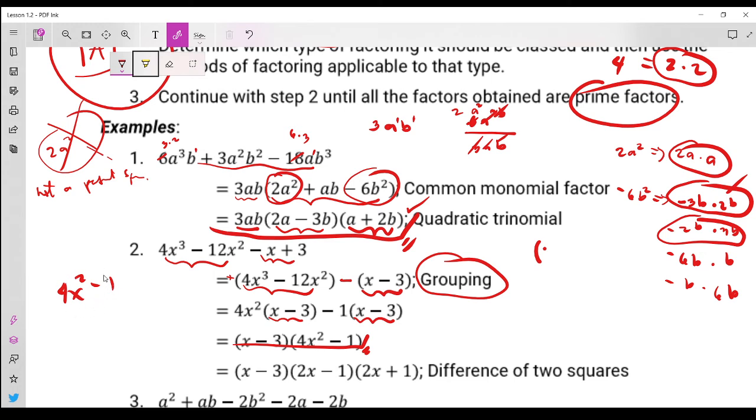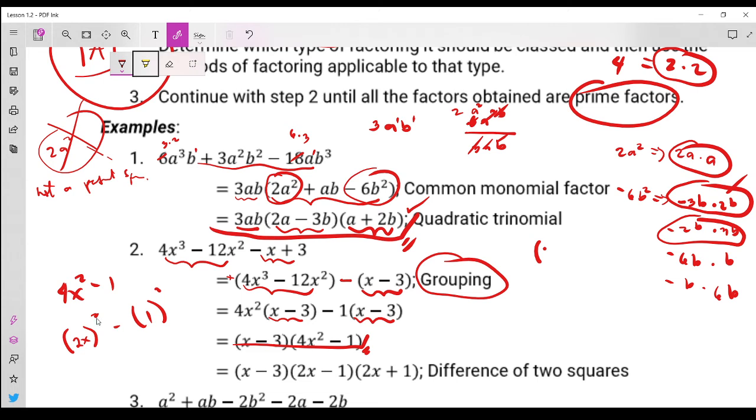This is a difference of two squares, because we can write this as quantity squared minus quantity squared. 4x squared is 2x quantity squared, and 1 is just 1 squared. That's why I told you, class, that after factoring, we should study our factors if they are still factorable or not. If it is factorable, we have to think in which category it should fall. In this case, 4x squared minus 1 is a difference of two squares, so we will apply the method for factoring a difference of two squares.